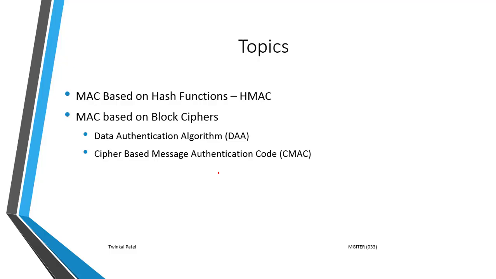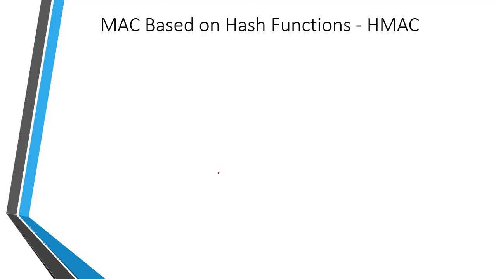So first of all we will discuss MAC based on the hash function, that is HMAC. After that, we will discuss MAC based on the block cipher. MAC based on the block cipher contains two algorithms: the first one is data authentication algorithm and the second one is cipher based message authentication code, that is CMAC. So first is MAC based on the hash function, that is HMAC.